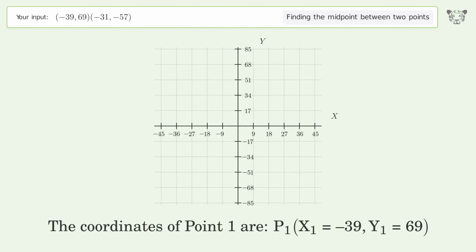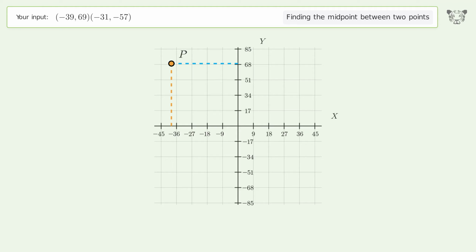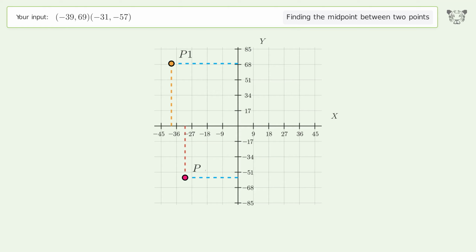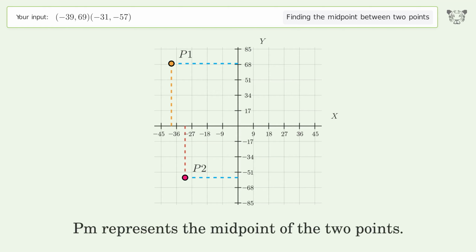The coordinates of point 1 are, x1 equals -39, y1 equals 69. The coordinates of point 2 are, x2 equals -31, y2 equals -57. PM represents the midpoint of the 2 points.